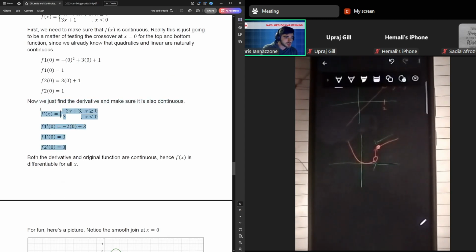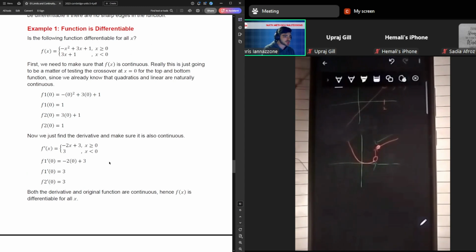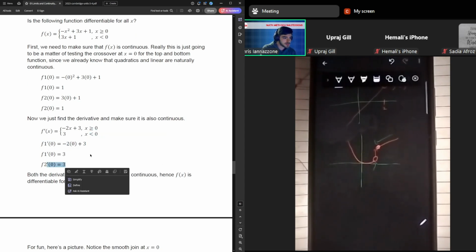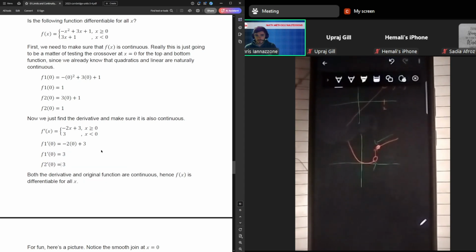But because we're trying to prove differentiability, we also want to do the exact same thing for the derivative function. So when it comes to doing the derivative of a piecewise function, you just do it line by line. So derivative of this is that, derivative of this is that. And then from there again, test that crossover point. X equals 0 for both, and the derivatives are both equal to 3.